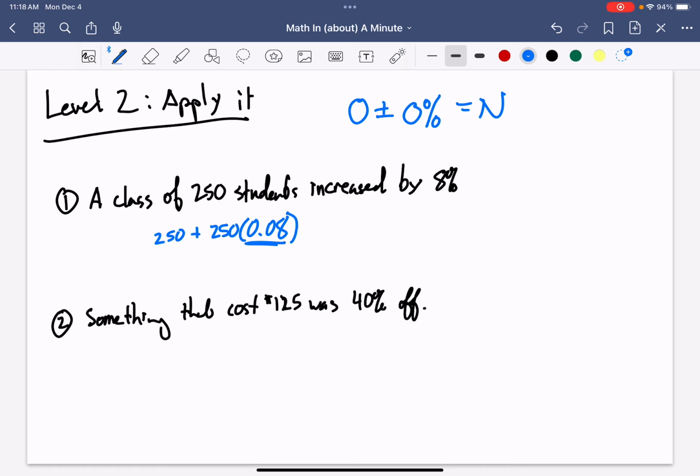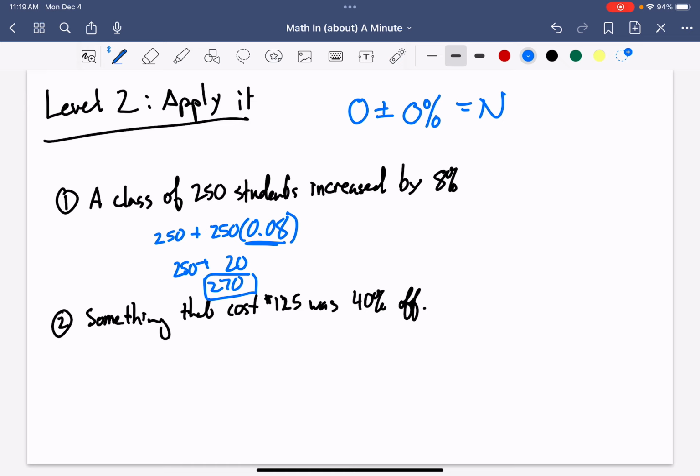Make sure that you convert that percent into an appropriate decimal, and then you'll crunch your numbers. So 250 times 0.08 is 20. Add that to the 250, we end up getting 270 students. That's one way you can do it.